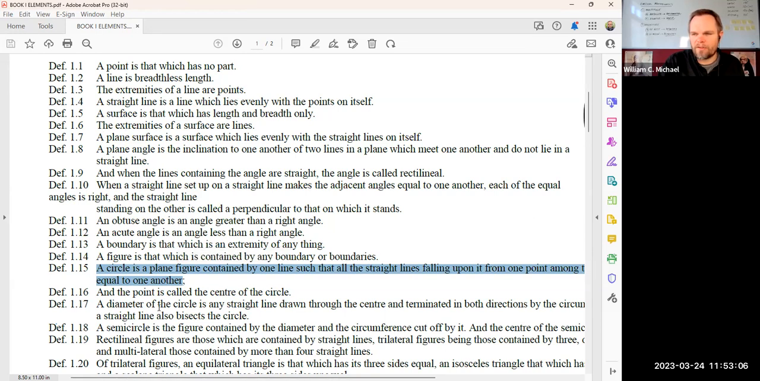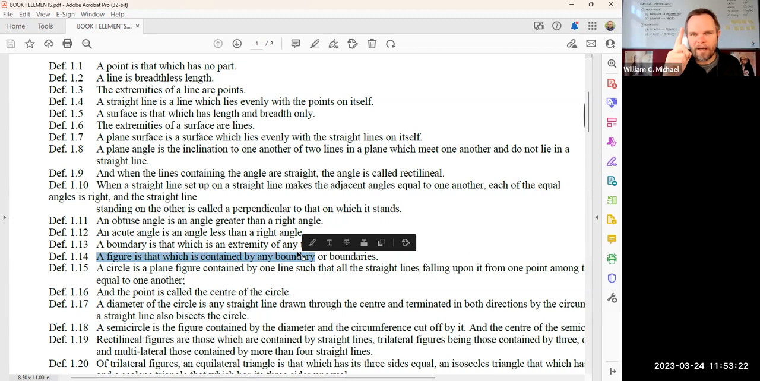Definition 7, we learned what a plane surface is. A circle is a plane figure. It's contained by only one line. So when we look at definition 14 and we see a figure is contained by one boundary, you may wonder, how in the world could a figure be contained by just one boundary? Well, a circle is an example of a figure that's contained by just one boundary. But that boundary is not a straight line, okay? That's why we defined straight line above, because there are different kinds of lines. Not all lines are straight lines. The line that forms the boundary of a circle is not a straight line.